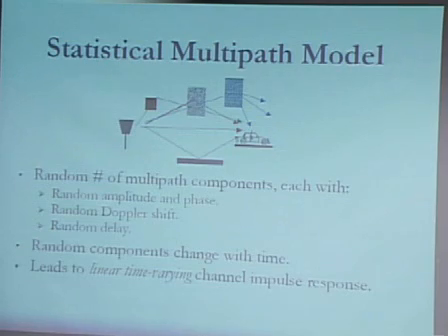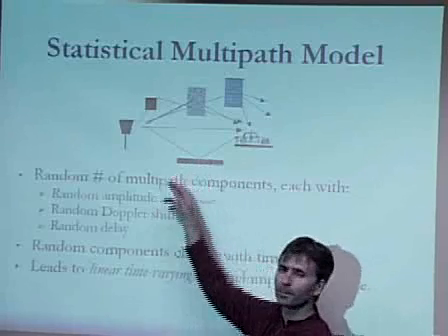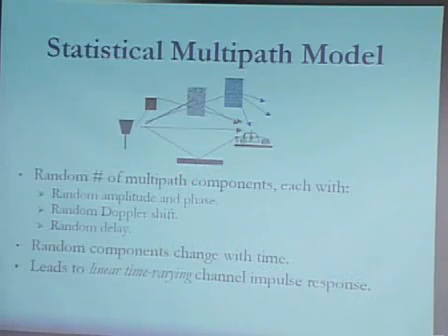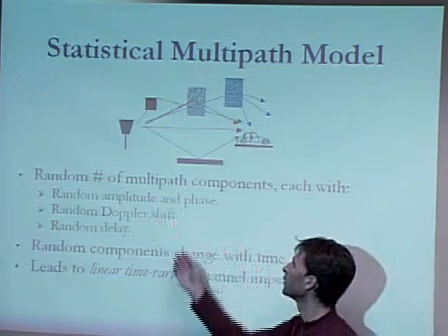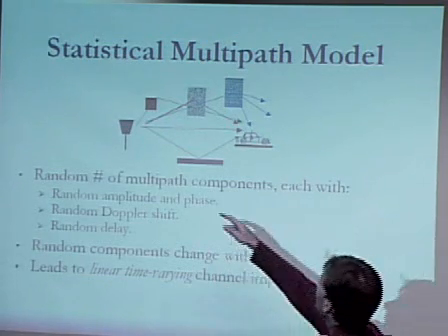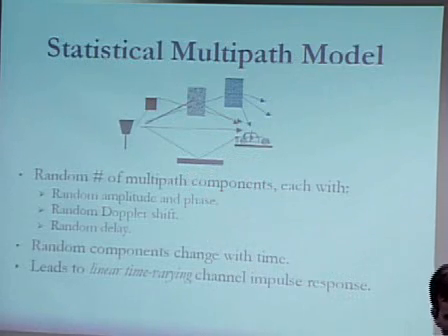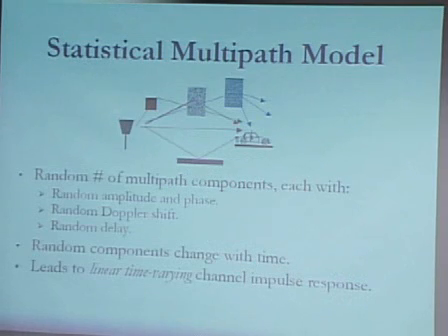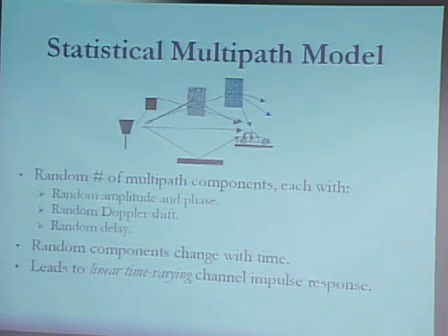So we'll have a random number of what's called multipath components, right? Each one of these reflections is going to be called a multipath component. And each one will have, in general, a different amplitude, different phase, different Doppler shift, which I'm going to introduce in a second, and a different delay. The reason being that these paths will not have the same length in general. Some of them are going to be shorter, some longer. So that's going to give rise to different delays. And all of this stuff is going to change with time. Okay? So in essence, what we have is a linear time varying system or impulse response.